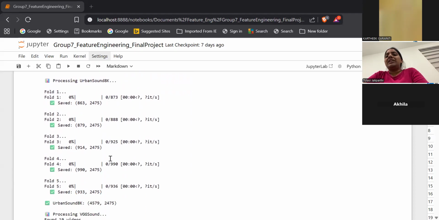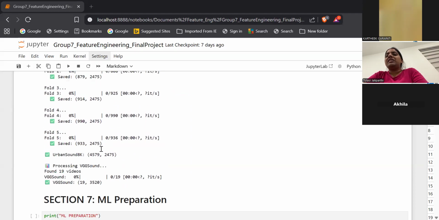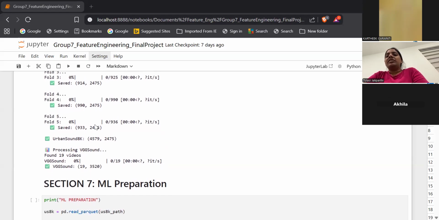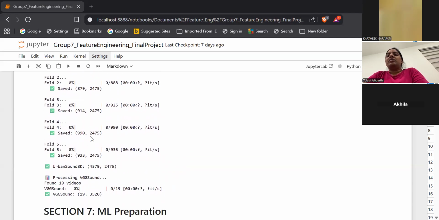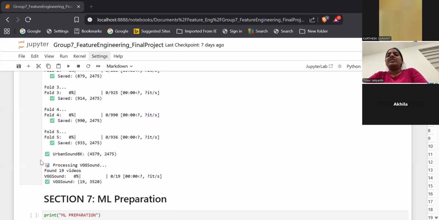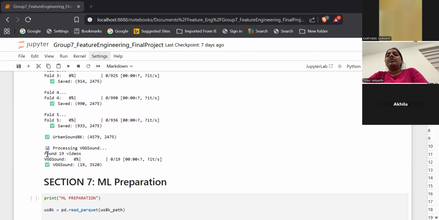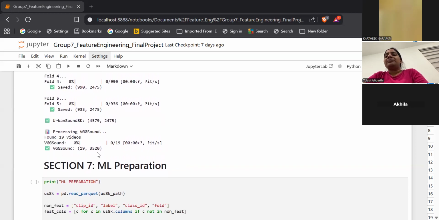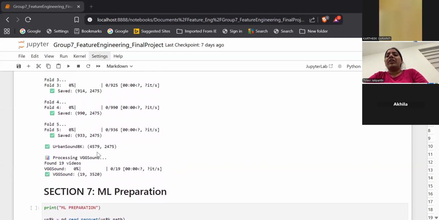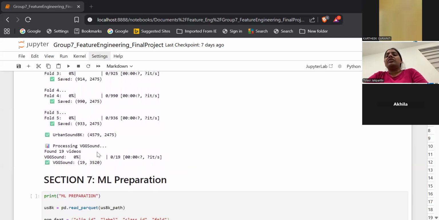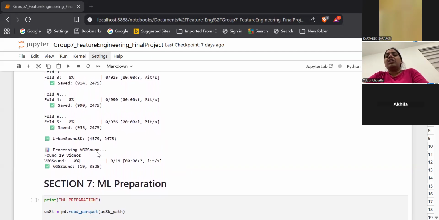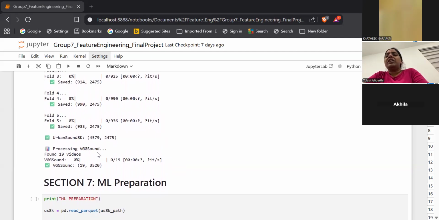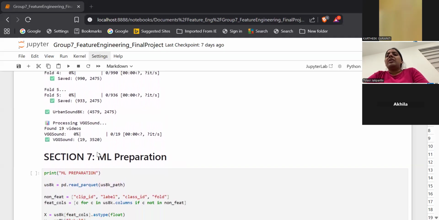Each successful sample yields 2471 audio features plus metadata, which we save as Parquet files, then concatenate into a master dataset of 4579 samples by 2475 columns. For the 19 VGGSound videos, we extract all three feature types: 2471 audio, 1040 video, and 6 cross-modal metrics, totaling 3517 features per sample. Logs confirm zero failures, consistent dimensionality, and successful Parquet saves.